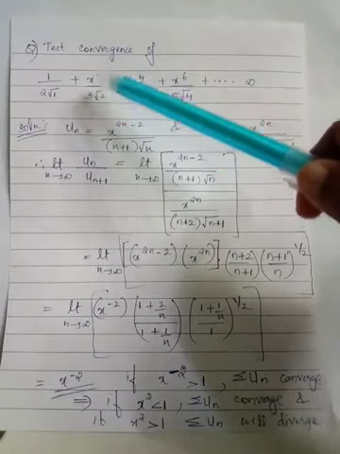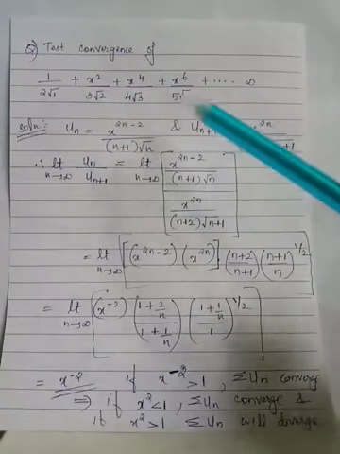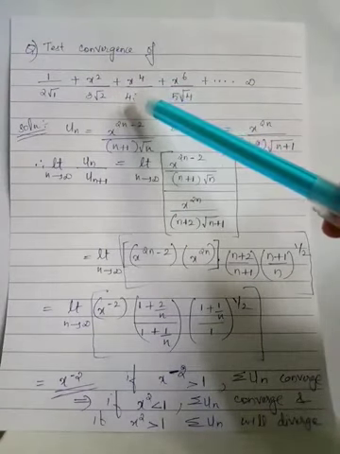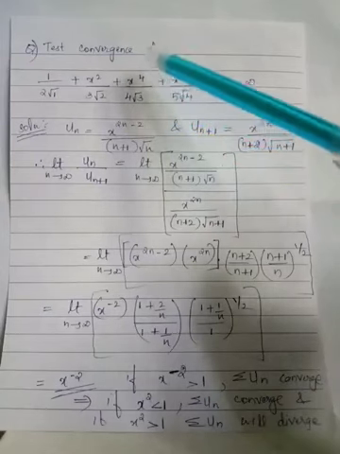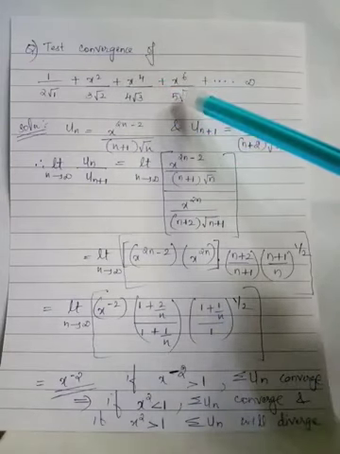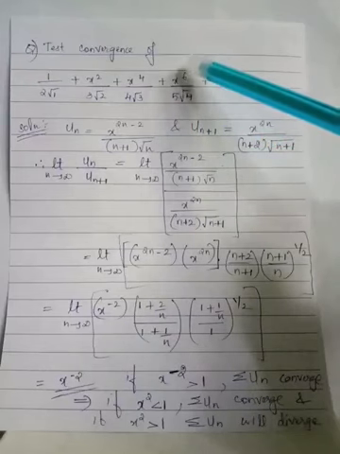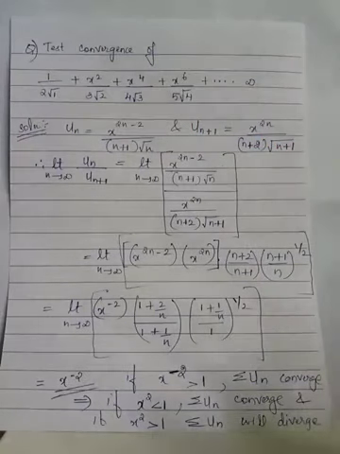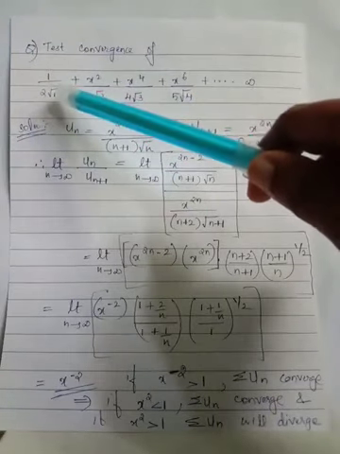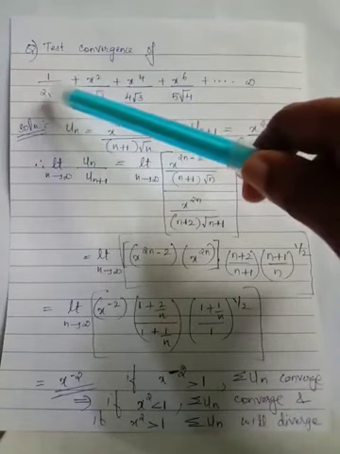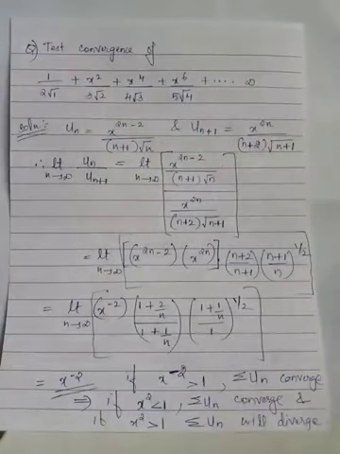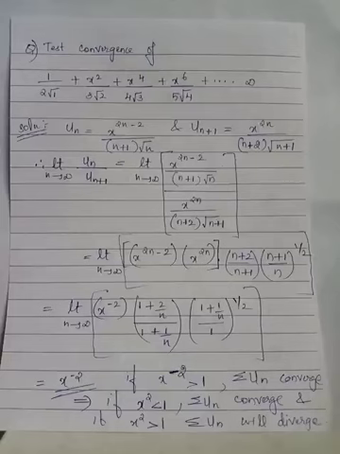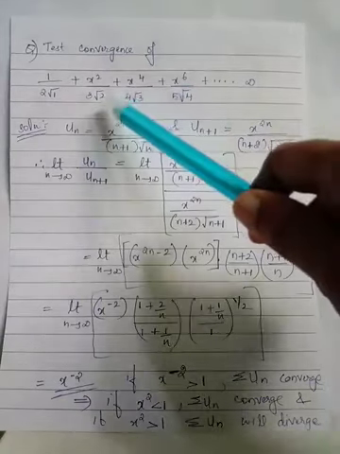2 into 2 minus 2 gives the power of x here. 3 into 2, 6. 6 minus 2, 4 is the power of x here. 4 into 2, 8. 8 minus 2, 6 is the power of x here. Similarly, 1 into 2, 2. 2 minus 2, 0 is the power of x here. So the general power that can be given for x is 2n minus 2, where n is the number appearing inside the square root.